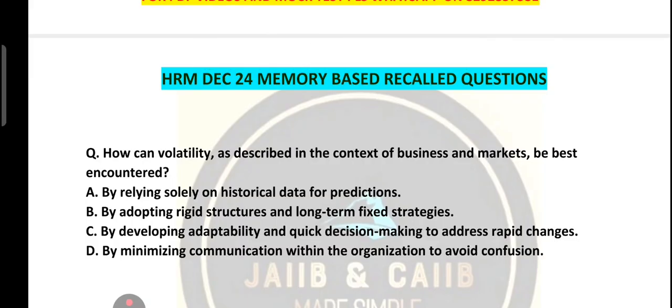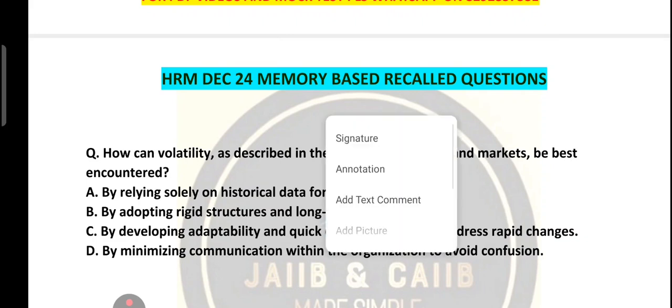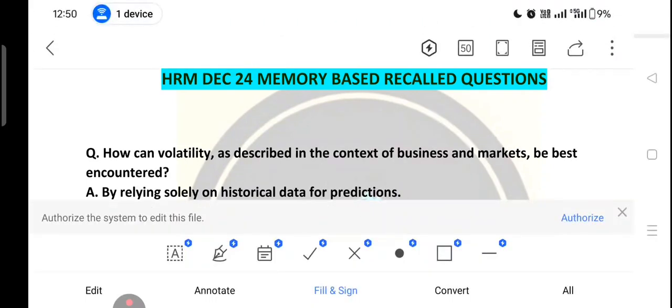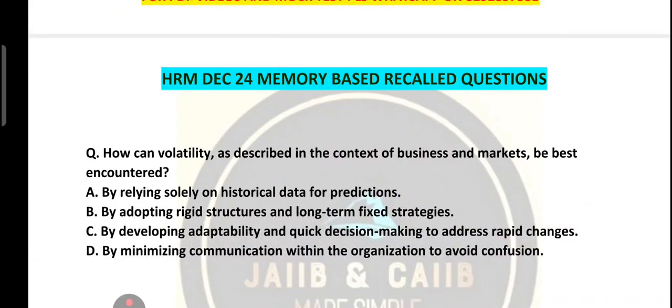What about option B, by adopting rigid structure and long-term fixed strategy? What do you think about it? See, it sounds stable, right? But that is the problem. In a volatile market, being too rigid is risky. You need to bend without breaking, not stick to one plan forever. So this is also not correct.